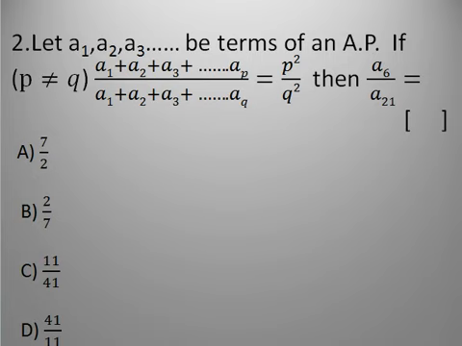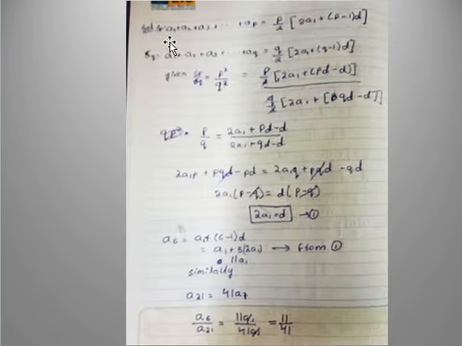Okay, 1 minute 20 seconds ends now, and let's see how I did that. First I have taken the sum of the first p terms, which is a1 plus a2 plus a3 and so on up to ap, equals p by 2 into 2a1 plus p minus 1 into d. So that's our sum of the first p terms, and similarly this is the sum of our first q terms. It is given that if we divide the sum of the first p terms by the sum of the first q terms, I will get p square by q square. That's what I wrote here.